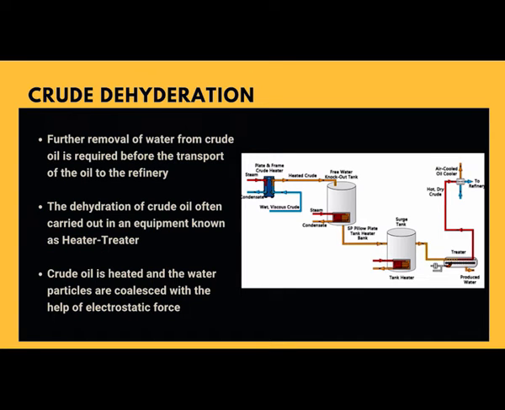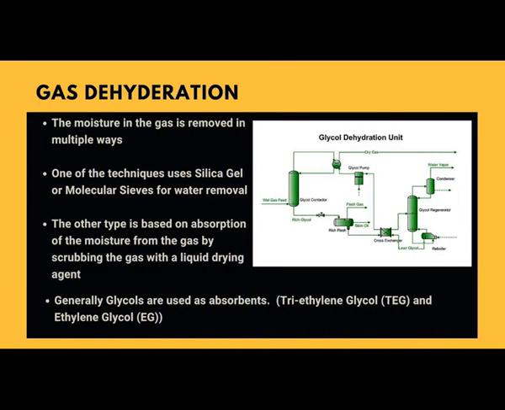As I said, not only crude oil, natural gas is also a raw material that is coming from the subsurface of the earth, which is taken to the downstream processing facility as a raw material. This gas will also have a lot of moisture. Again, the moisture is going to corrode all the equipment, and this has to be removed.